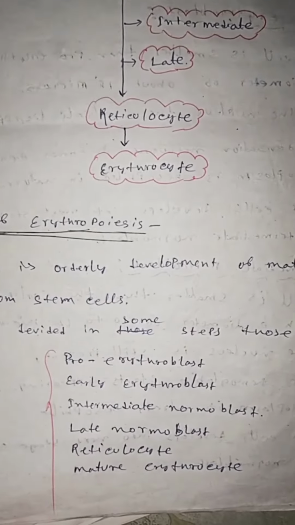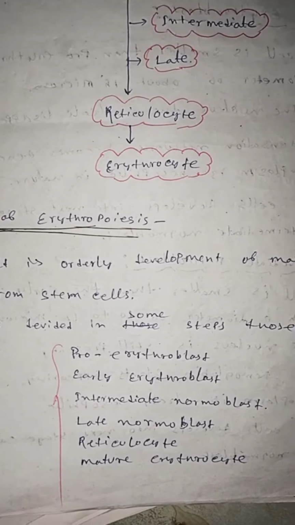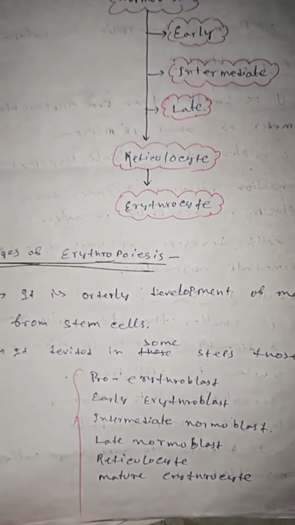Erythropoiesis means the stage or how the red blood cells are produced in our body. It has various stages. This is the flowchart of how the blood cells are produced in our body. There are several stages to produce the red blood cells. The stages are pro-erythroblast, early erythroblast, intermediate normoblast, late normoblast, reticulocyte, and mature erythrocyte. So this is erythropoiesis and the stages of erythropoiesis.